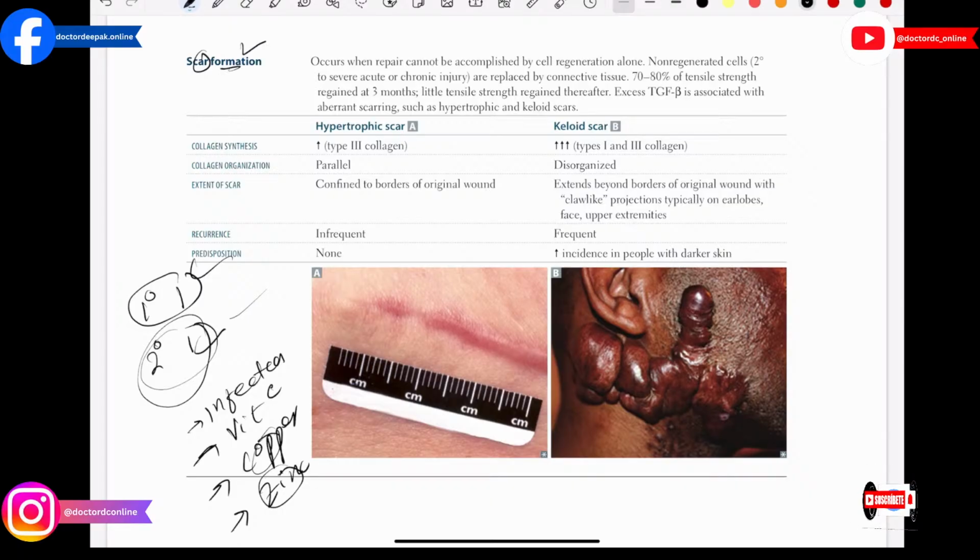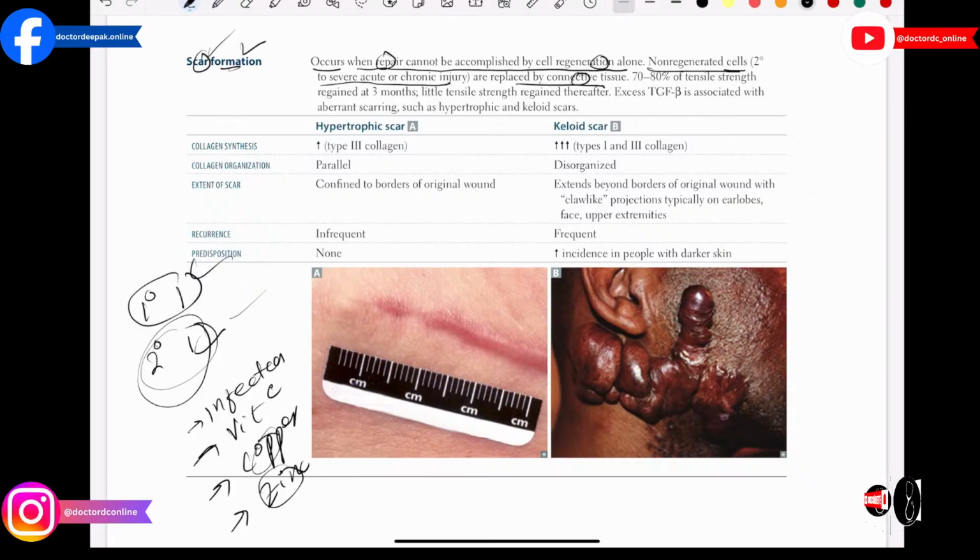So basically scar formation occurs when repair cannot be accomplished by cell regeneration alone. It means when cells are not able to regenerate, they will undergo repair, and when they undergo repair, there is a formation of scar. You have to remember. Then they mention non-regenerated cells secondary to severe acute or chronic injury are replaced by connective tissue. It means those cells which don't have the ability to regenerate are going to be replaced with connective tissue.